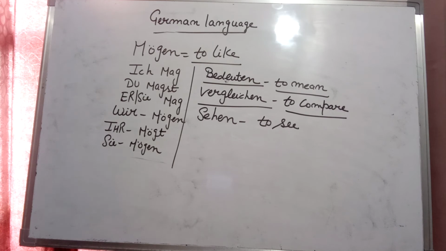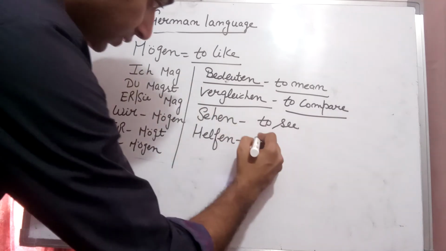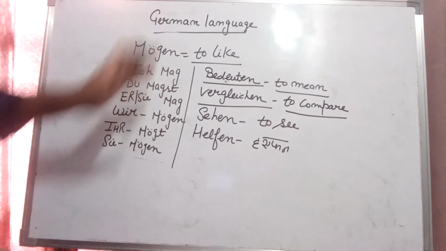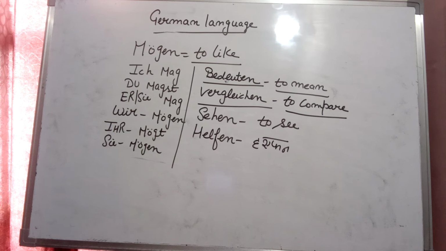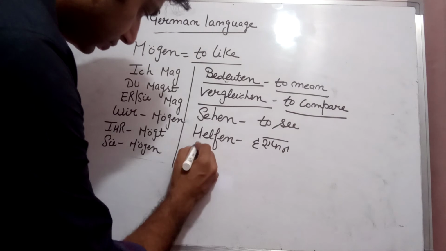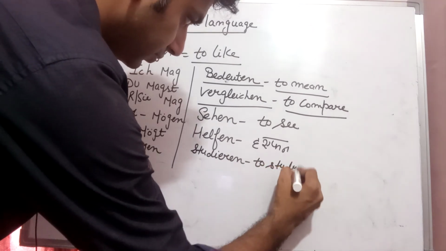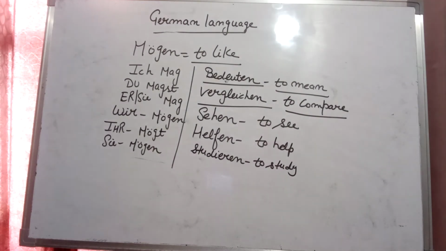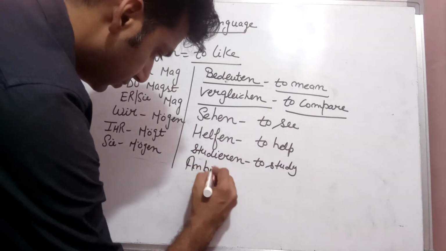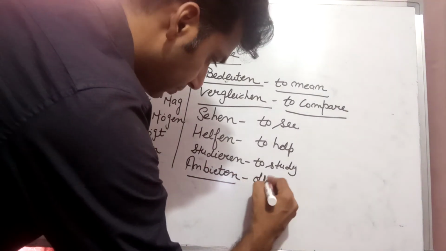The next verb we have is helfen, that is to help. So what you can do is jot down these verbs, and try to conjugate them yourself, like we have done the conjugation. The next we have is studieren, that is to study. Helfen is to help. And the next verb I can give you is anbieten. Anbieten is to offer basically. We have Angebot, which is also offer.